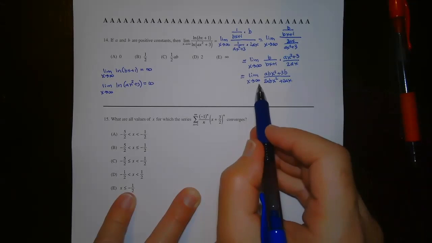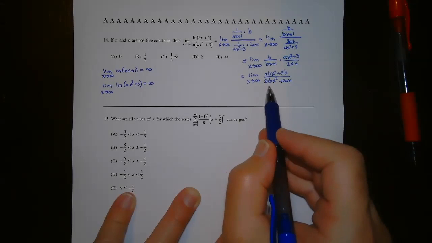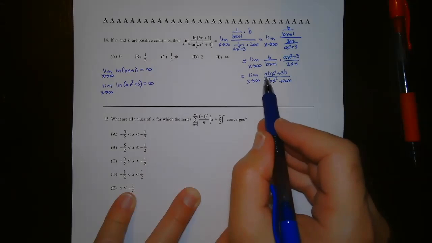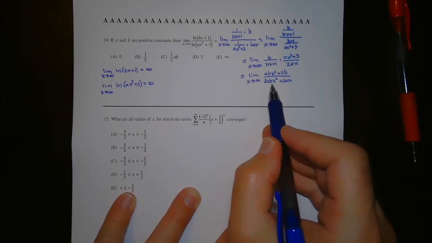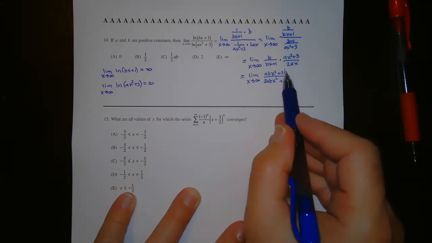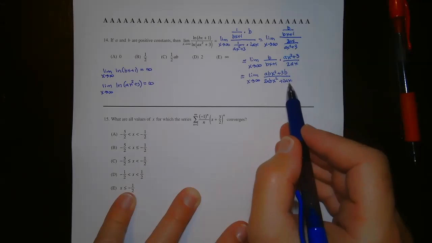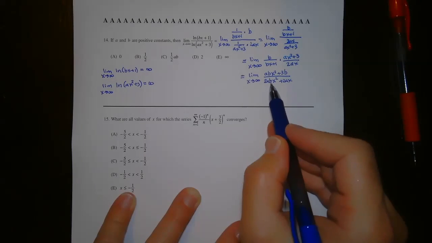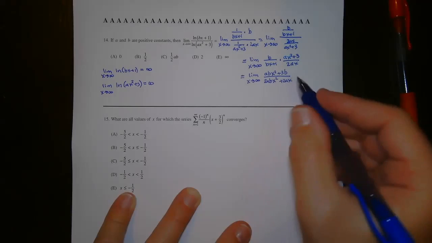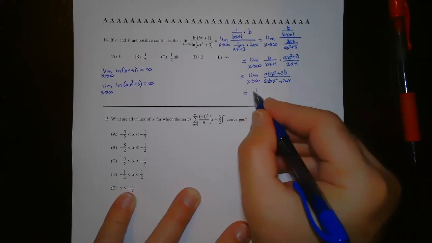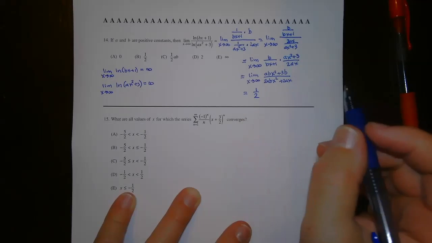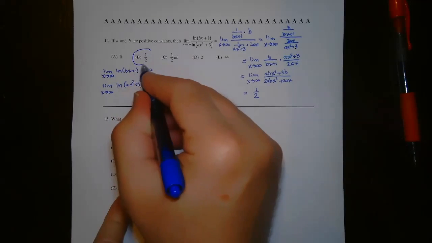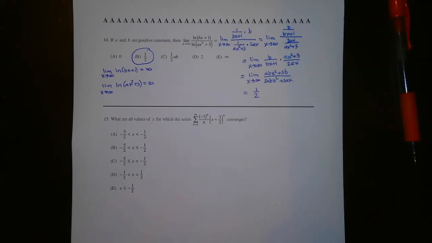Now, x is going to infinity, right? So what's controlling the growth in the numerator and denominator? It'd be abx squared over 2abx squared. Okay, so we can actually ignore this part because this is just an x term and this is a constant, okay? So the ab's cancel out, the x squareds cancel out. The answer to this would have to be 1/2, and that would be B. So the correct answer to 14 is B.